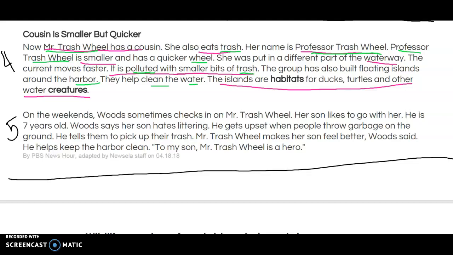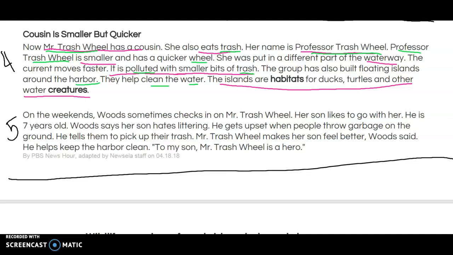On the weekends, Wood sometimes checks in on Mr. Trash Wheel. Her son likes to go with her. He is 7 years old. Wood says her son hates littering. He gets upset when people throw garbage on the ground. He tells them to pick up their trash. Mr. Trash Wheel makes her son feel better, Wood said. He helps keep the harbor clean. To my son, Mr. Trash Wheel is a hero.